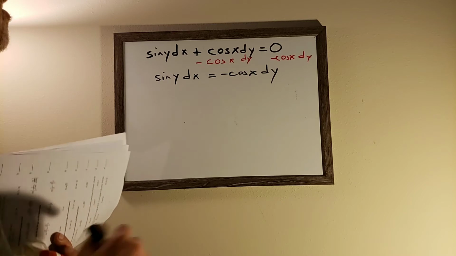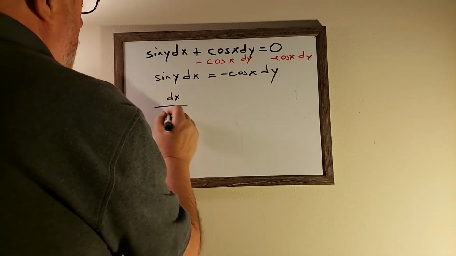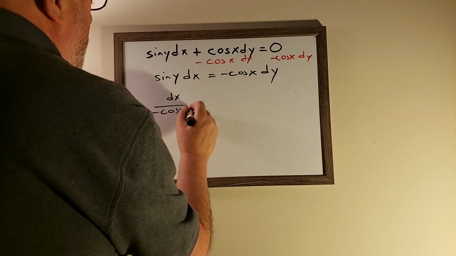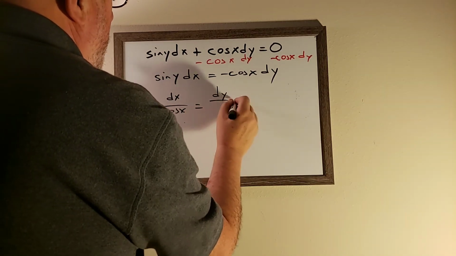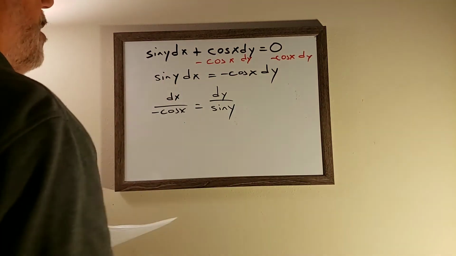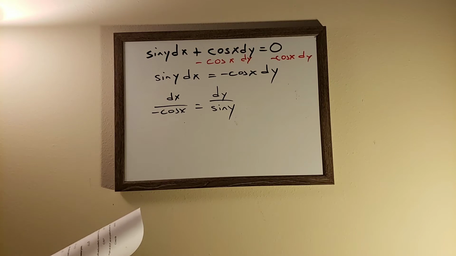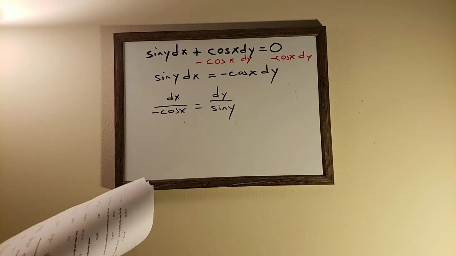Right? And so then here is just a matter of dividing by the sine y and dividing by the cosine x. And so when I do that, we end up with dx over negative cosine x is going to be dy over sine y. Again, I divided both sides by the negative cosine, and I divided both sides by the sine, and I end up with this. Right? So I now get to this form.